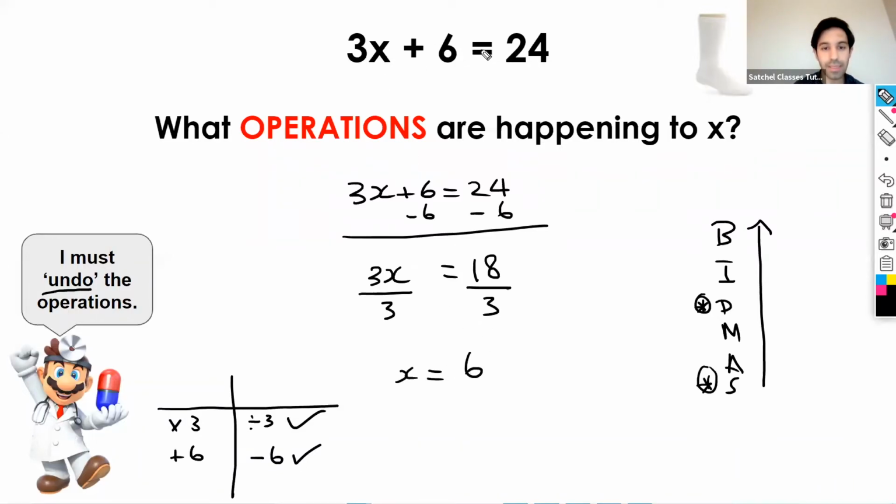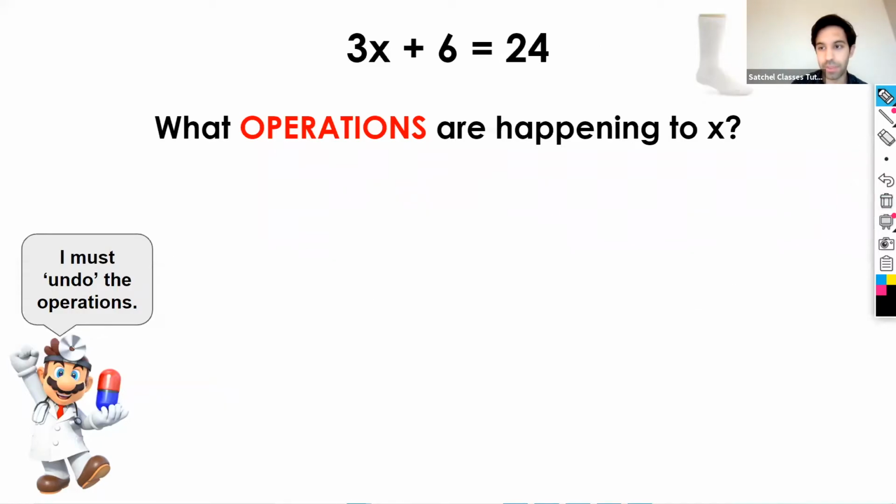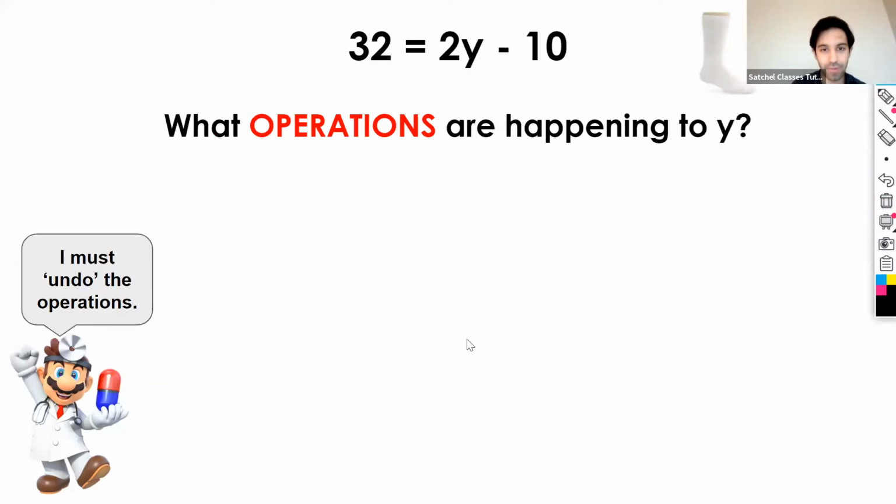So 3 times 6 is 18. 18 plus 6 is 24. So when x is equal to 6, this statement is true, or this equation is true. Right, let's rub this off and let's try another example.